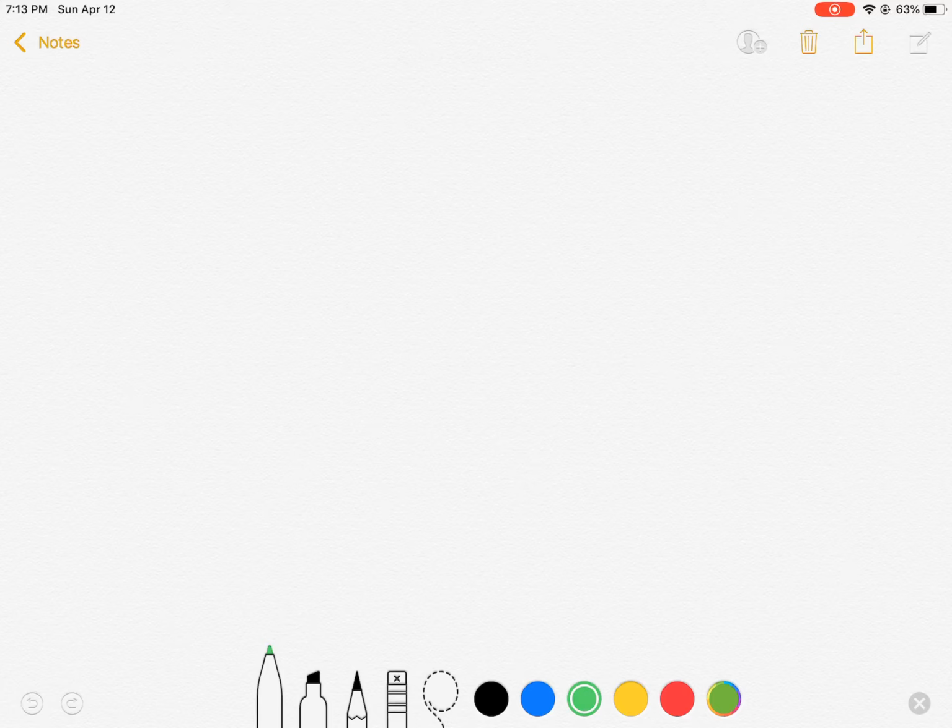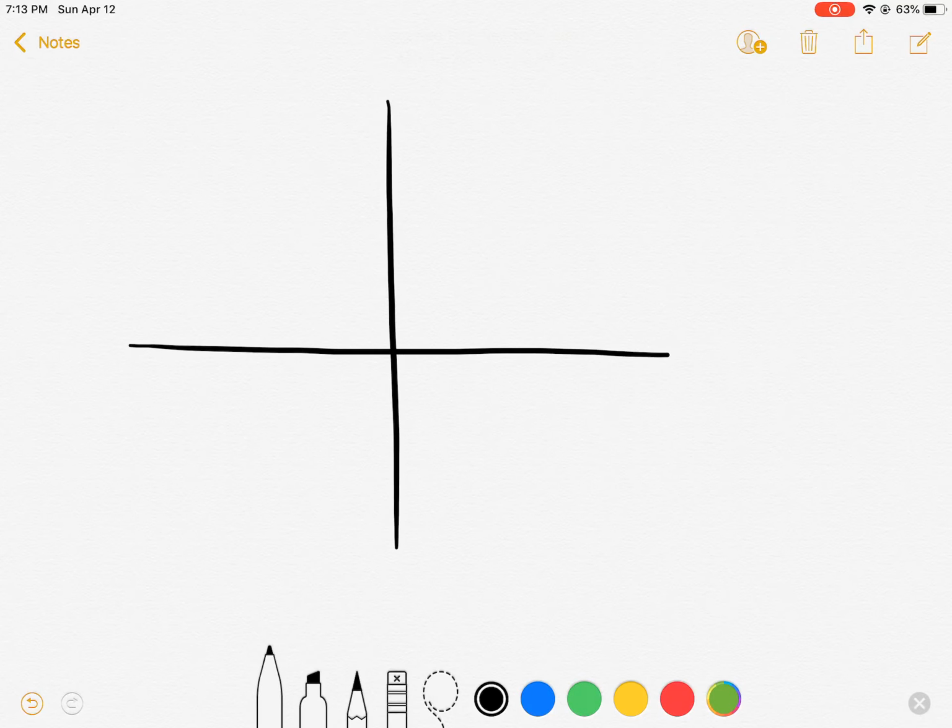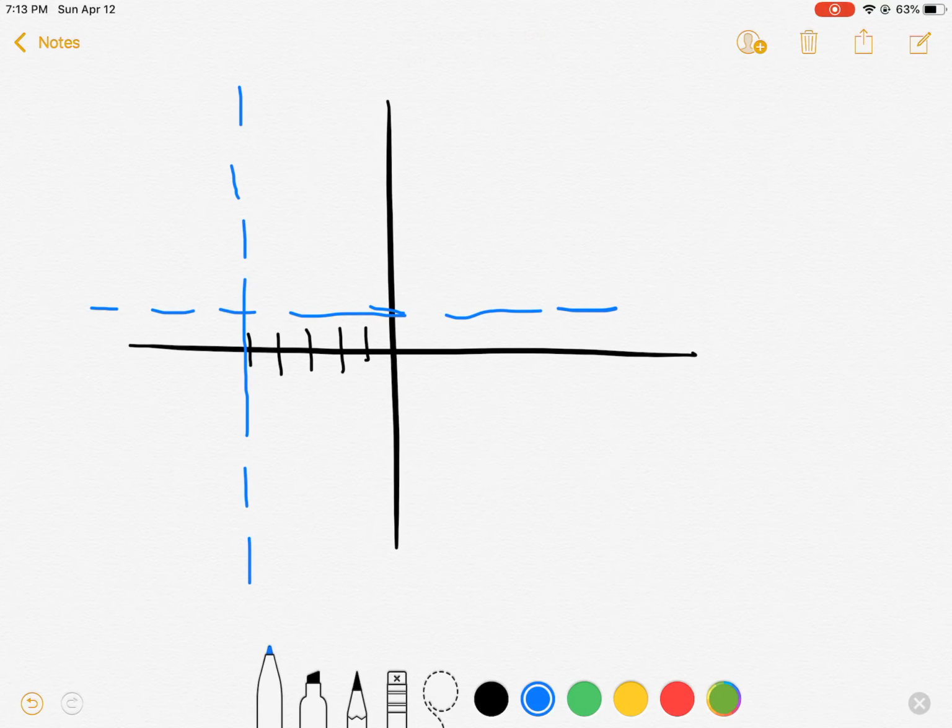So then when I go to graph, I had a vertical asymptote at negative 5 and a horizontal asymptote at 1. And then I could let Desmos help me and see which quadrants that my curve would belong to.